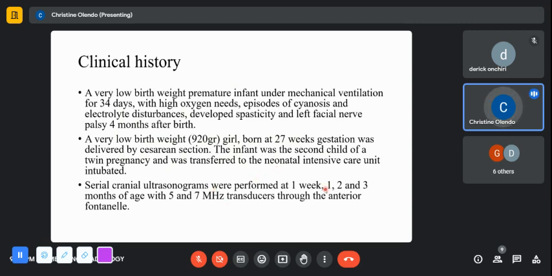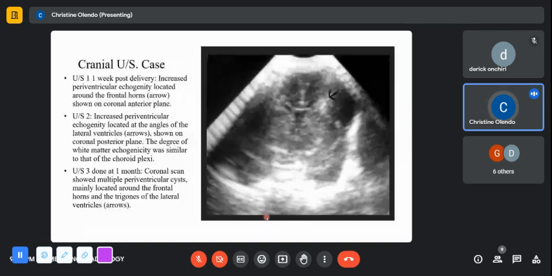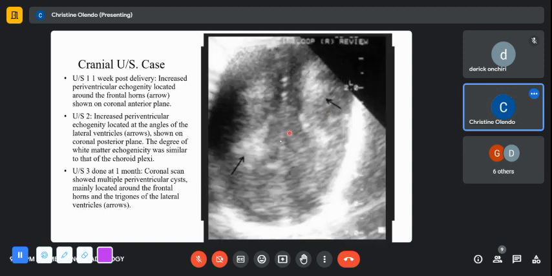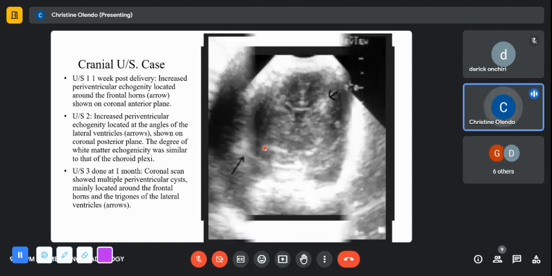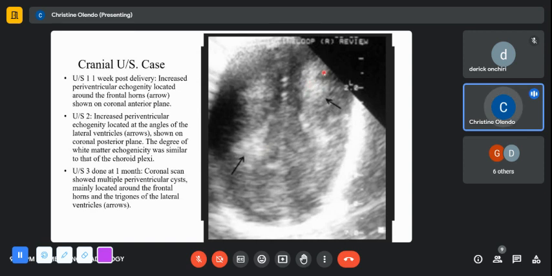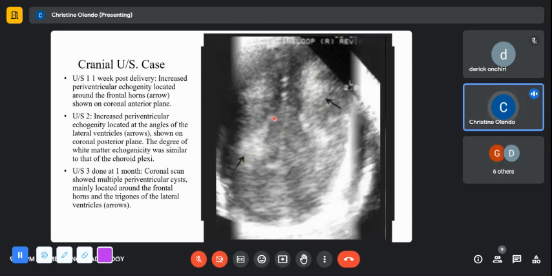So we have scans at 1 week, 1 month, 2 months, and 3 months with the ultrasound transducer stated there. The image quality again is not so good, but this was the image at 1 week, and we're seeing echogenicity around the lateral ventricle on the left. So that area of echogenicity in the coronal plane. And then we have still the periventricular echogenicity that was visible bilaterally. This was still at 1 week.